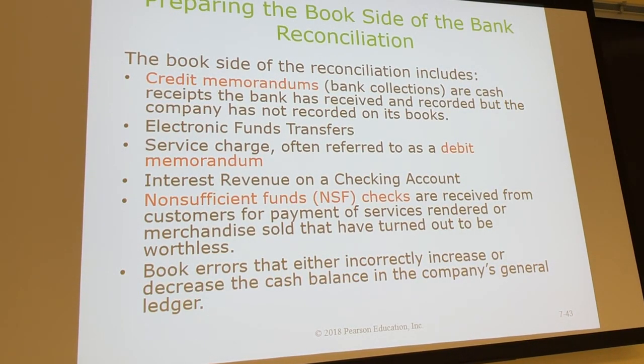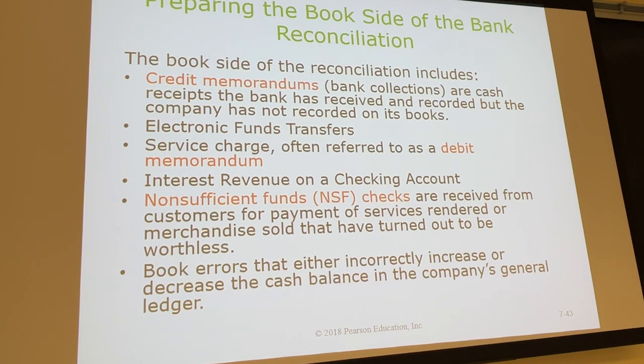The bank might pay interest revenue on a checking account, although in real life, most checking accounts don't pay interest revenue. But if they do, and we find that out from the bank statement, then that would be a positive adjustment on the book side.